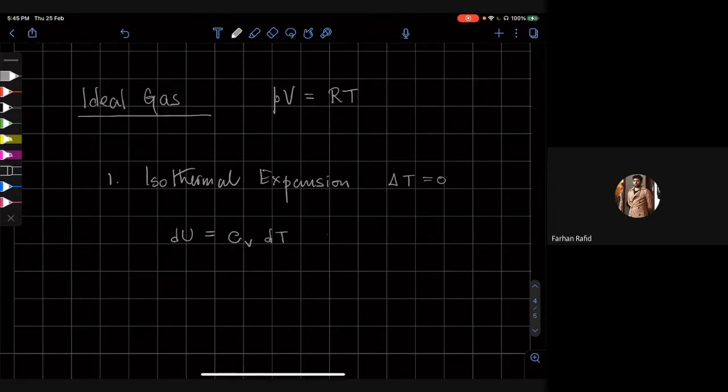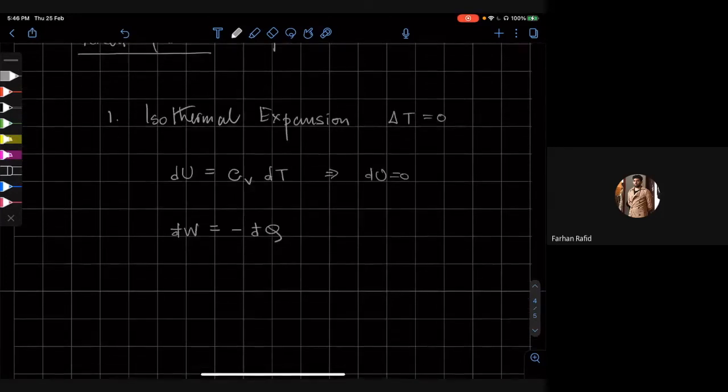this is going to be 0. So that means that the work that you are going to do will be balanced by the heat that is coming into the system, right? This is exactly what we were discussing qualitatively.